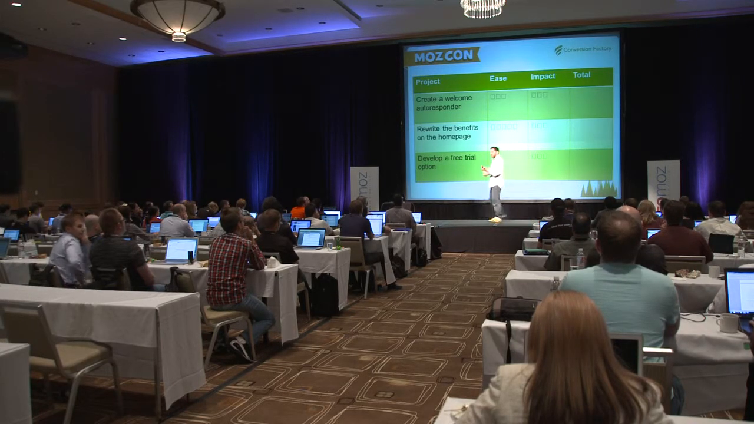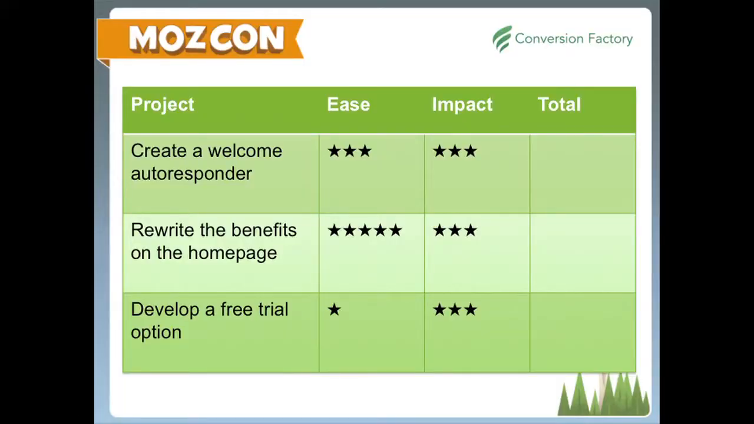When you've got these reasons, you just need to grade them according to, one, how easy they are to implement, and two, what kind of impact they're likely to have. So creating a welcome autoresponder, a new email sequence, is going to be relatively easy to implement, and it's going to have a medium impact. Whereas rewriting the benefits of your homepage, all you have to do is create some new text. It's going to be super simple to develop, and it could have a fairly good impact as well.